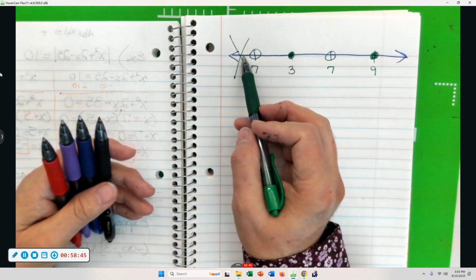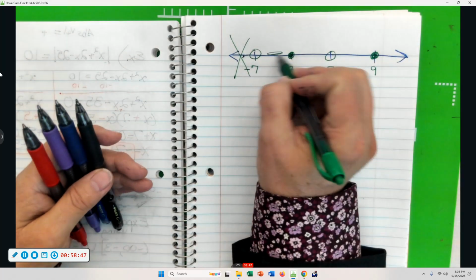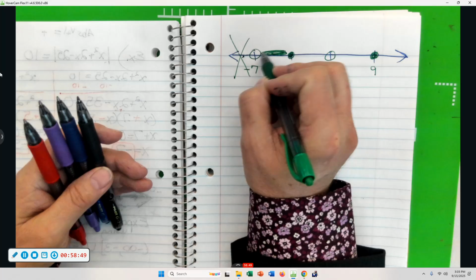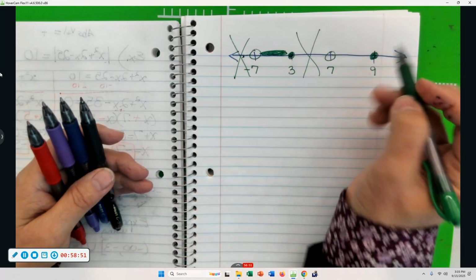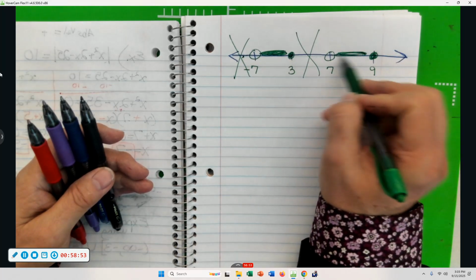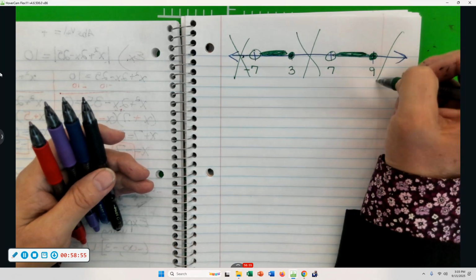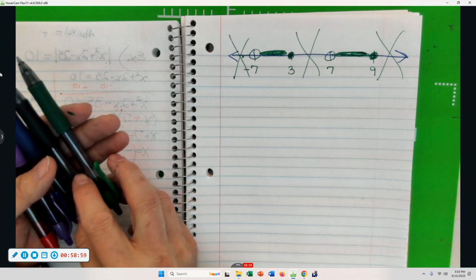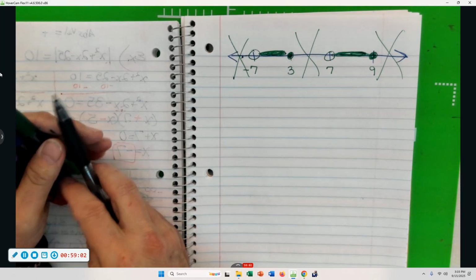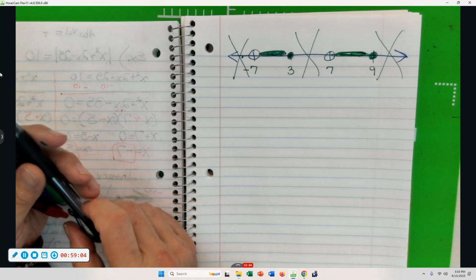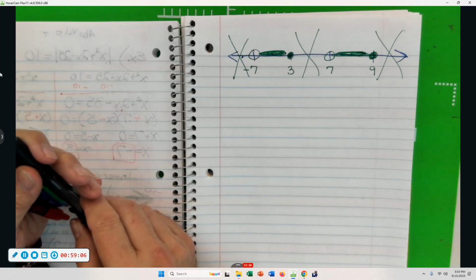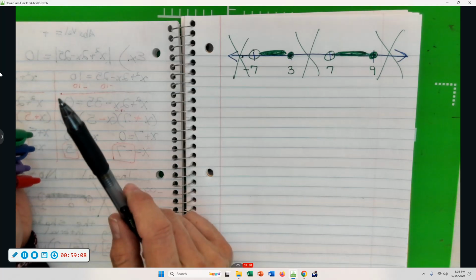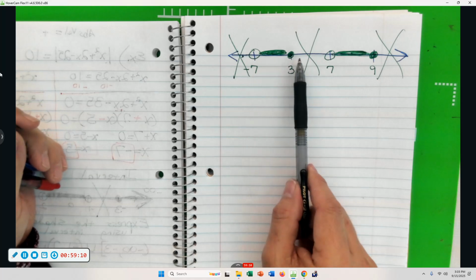So let's say this one is crossed out. This one is shaded. Here's crossed out, shaded, and crossed out. We only have to express the shaded intervals. So let's look at the first shaded interval.